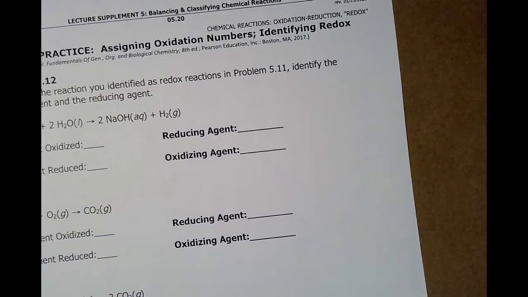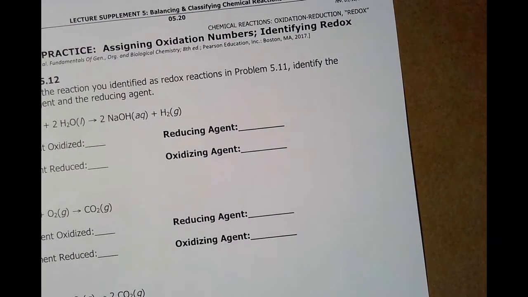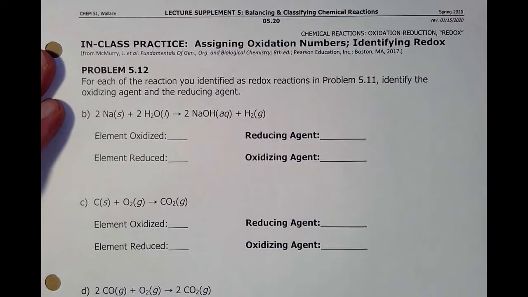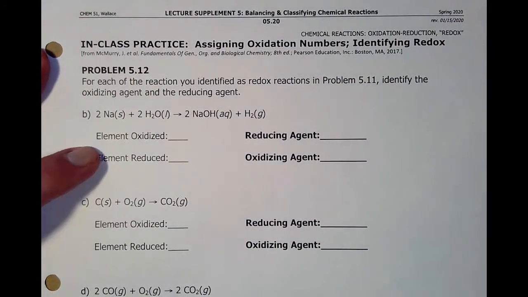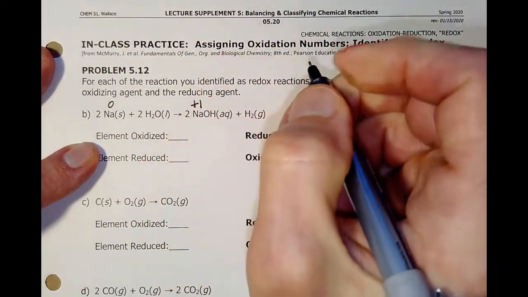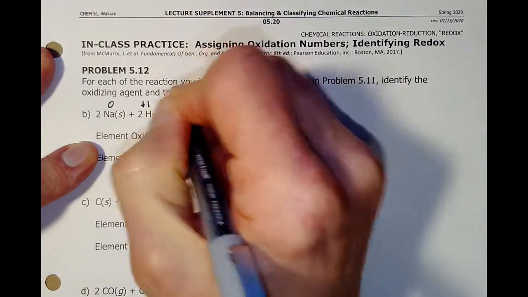I'm going to do B and D, and I'll leave C up to you. So these are the ones we already had assigned numbers to. Page 5.20. Sodium was 0, +1. Hydrogen was +1. Oxygen was -2.